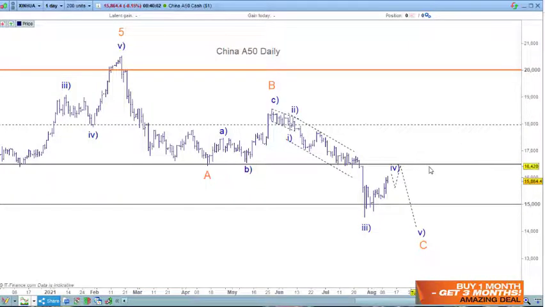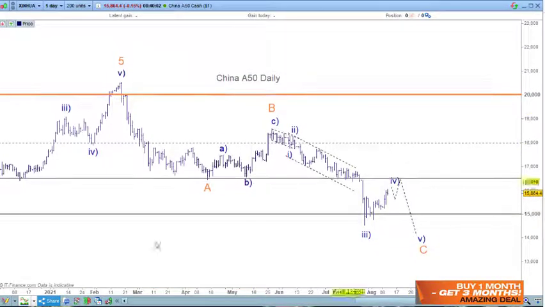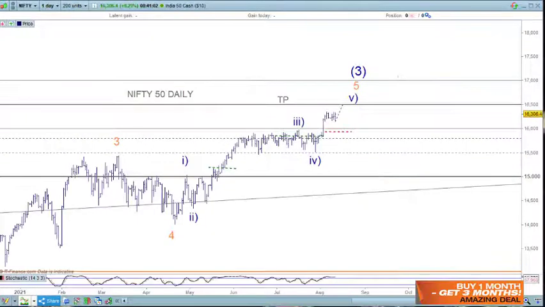So support on the 16,500 would create a bullish move at that point, and we can call that in, but otherwise we'll just look for another move down. I haven't had time to pull all this apart, so I've just gone into the guessing game a little bit, but it's good to keep an eye on it. And the same with India as well.